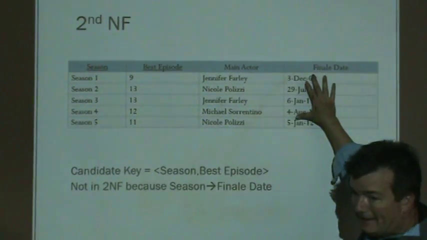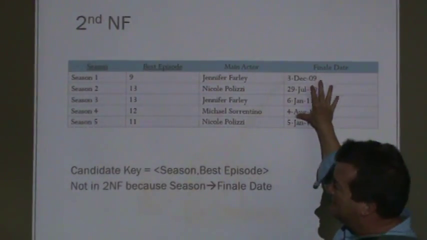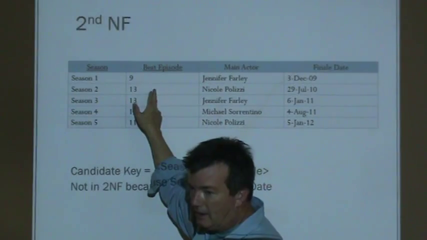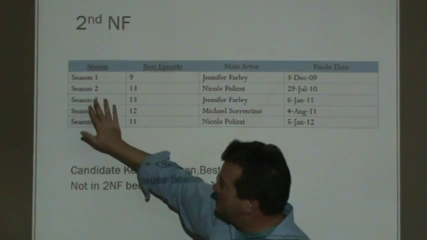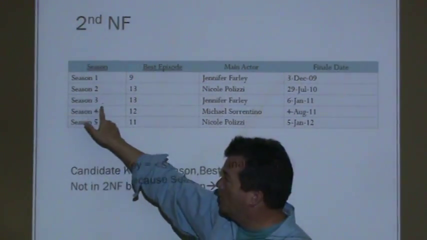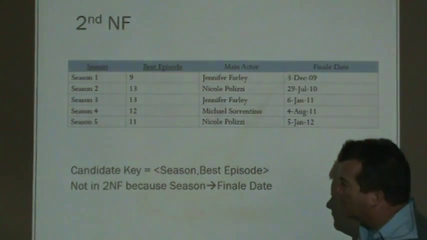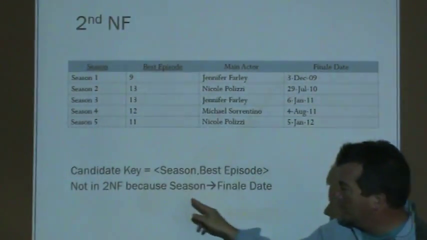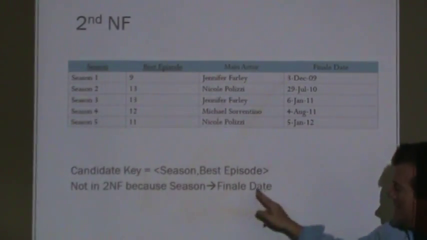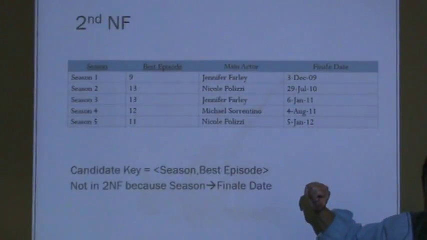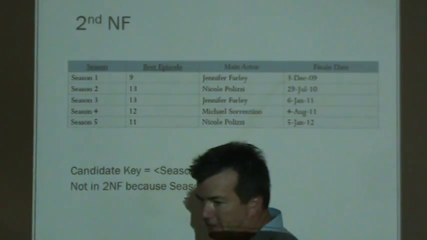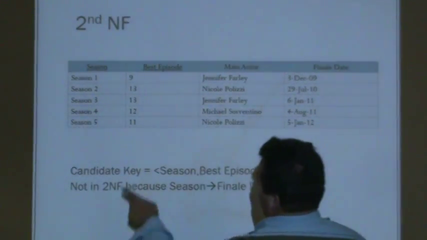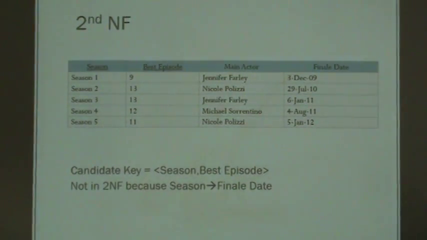We have a non-prime field that is not dependent on the entire candidate key. It's dependent on a subset of the candidate key, just one field in the candidate key. So the candidate key is season and best episode, but it's not in second normal form because the season can tell you the finale date, the date the final episode was aired. So this is not in second normal form.